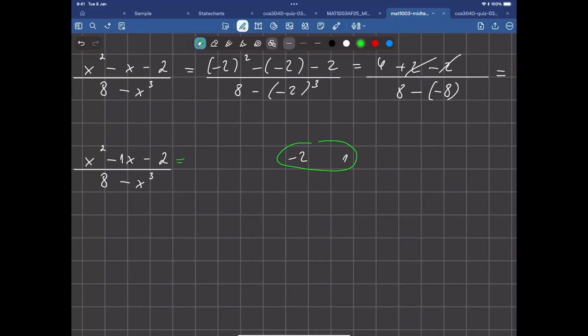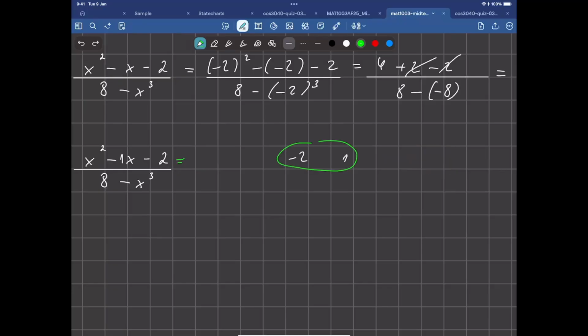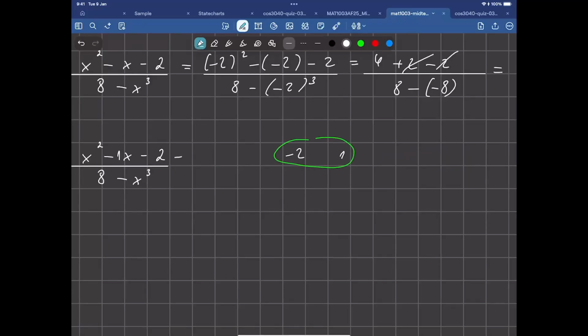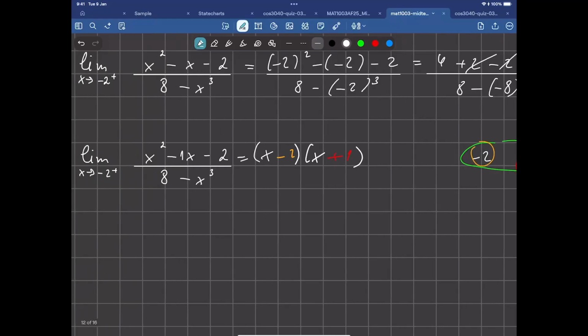So it's going to be, let me just move this a little bit to the side, x, and now I plug in this value, so x minus 2, and then x plus 1. That's our factored form. Now, at the bottom, this is a formula. This is 2 cubed minus x cubed. And here, I don't really have an explanation. You just need to remember the formula.